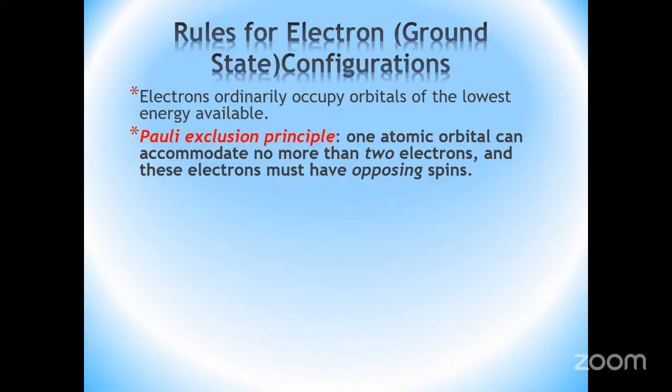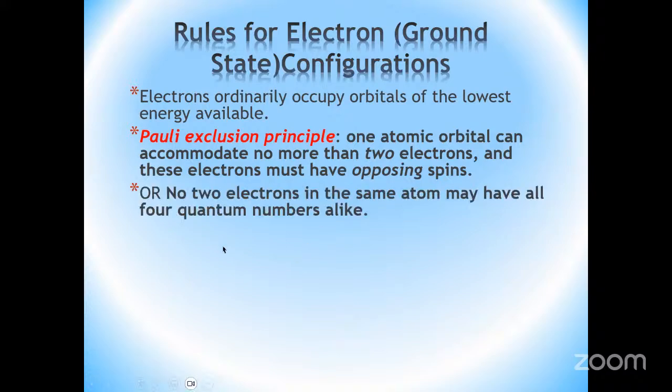If you have two electrons occupying the same orbital, then those two electrons must be spinning in the opposite directions. Another way of stating this particular rule is that no two electrons in the same atom may have all four quantum numbers alike.